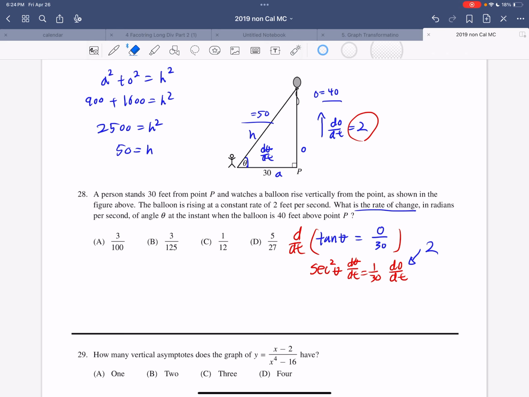Secant theta is 1 over cosine theta, right? So why do I even find sine? I'll just find cosine theta. Cosine is going to be what? Adjacent over hypotenuse, 30 over 50. Therefore, secant theta is equal to 50 over 30, which means you just flip it.